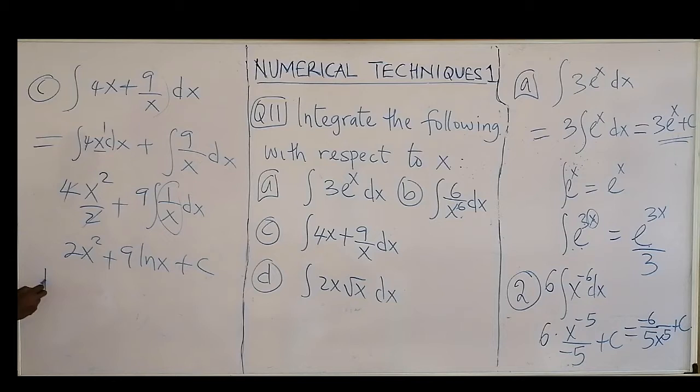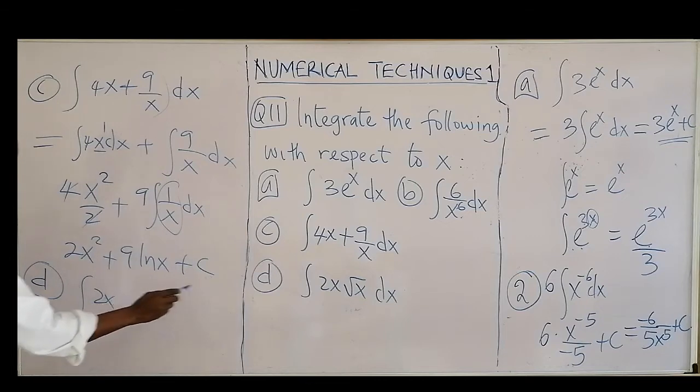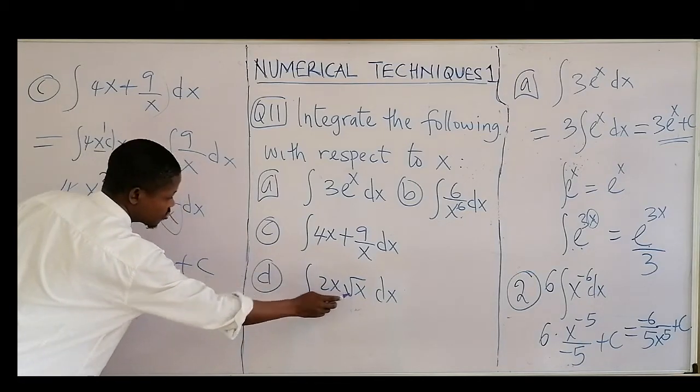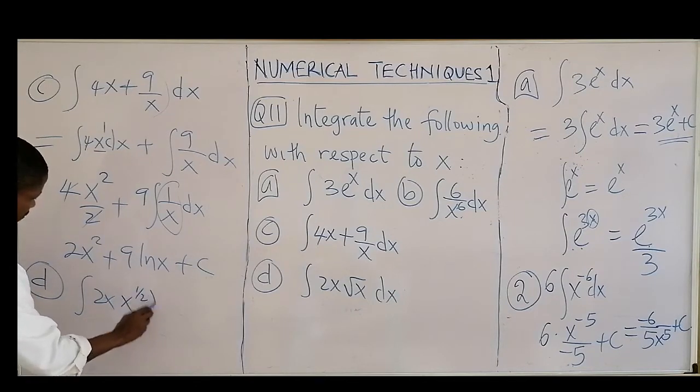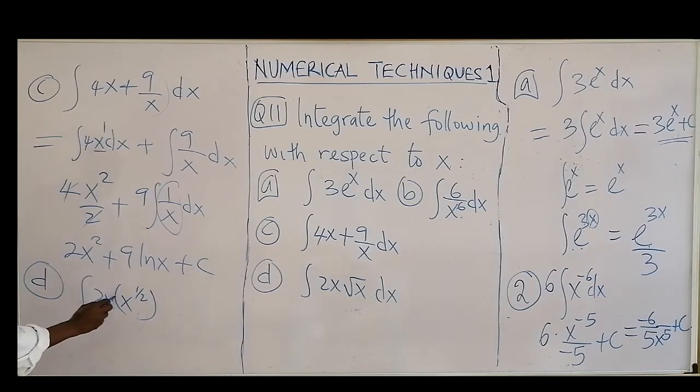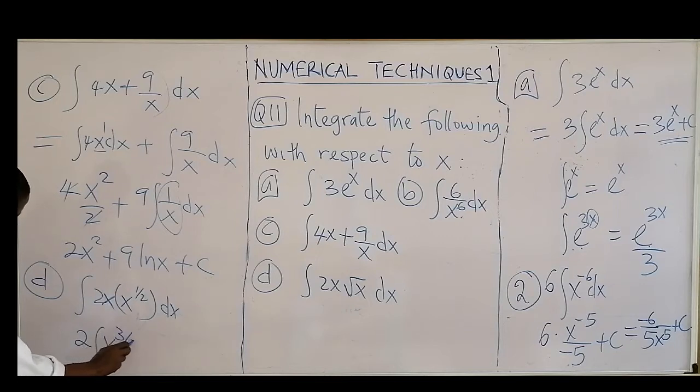Then the last one, the d part, we have integral of 2x. Remove these square roots, and that will be times x to the power half. Then we can combine this one and this one together, and that will be 2 into bracket x to the power 3 over 2. This is having power 1, so 1 plus half, that's 3 over 2.